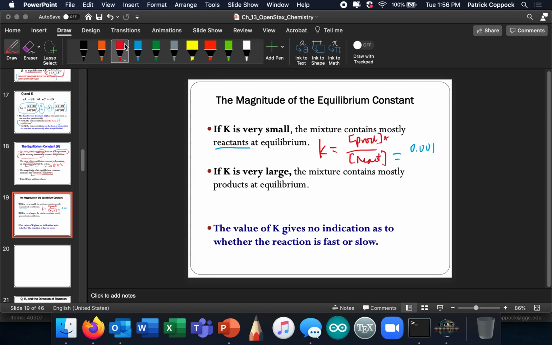However, if K is very large, let's say K in a different reaction is 10,000, that is the same thing as 10,000 to 1. And that means that at equilibrium, we have mostly products. The value of K, though, and this is a tempting assumption, gives no indication as to the rate. It says nothing about whether the reaction is fast or slow. It only tells you what the ratio of products to reactants is at equilibrium.